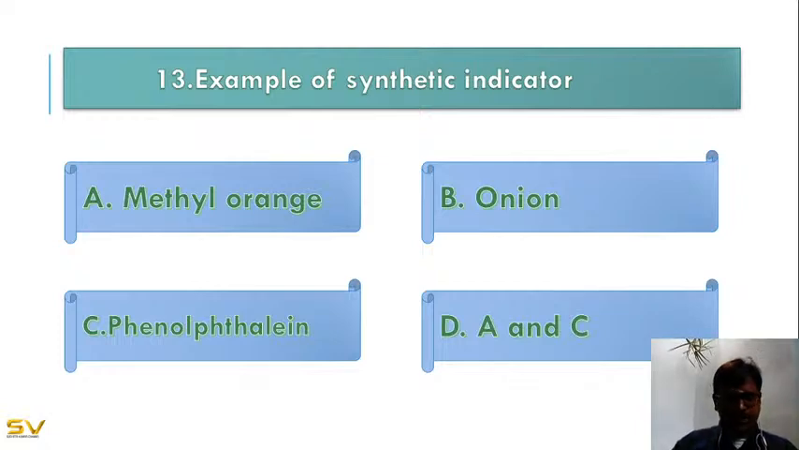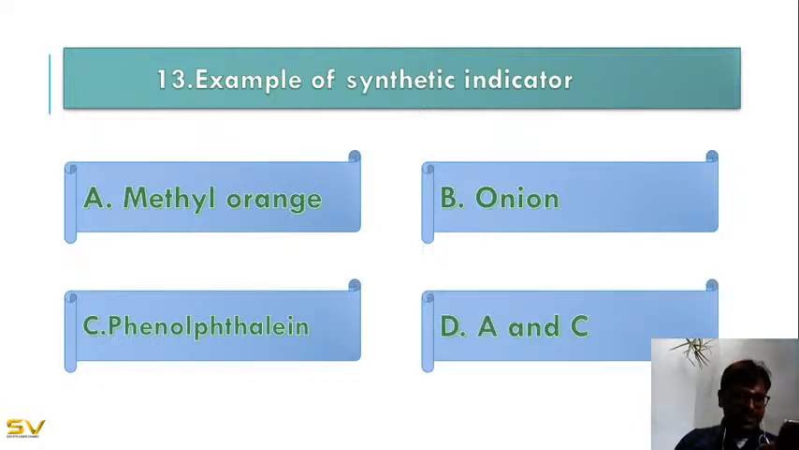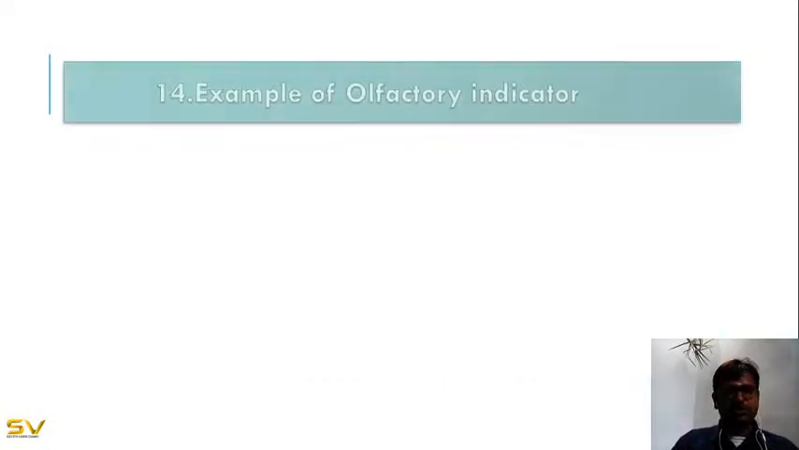Now I'm revealing the answer. It's option D. Yes, option D is correct. Both methyl orange and phenolphthalein are synthetic indicators only, whereas onion is not a synthetic indicator. So option D is correct, A and C, both methyl orange and phenolphthalein. Very good. Now coming to the next question.